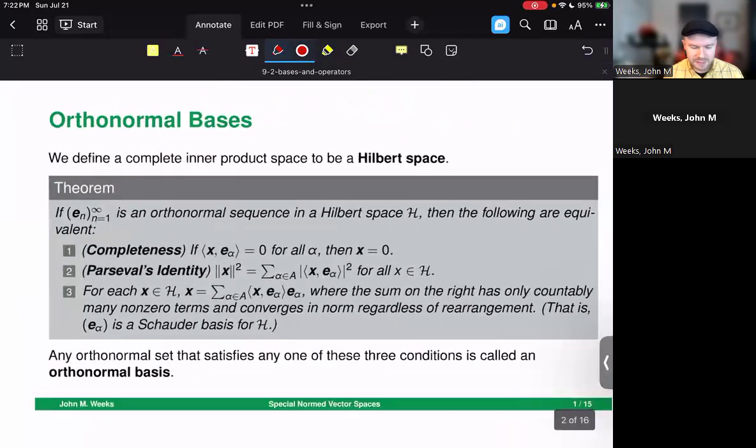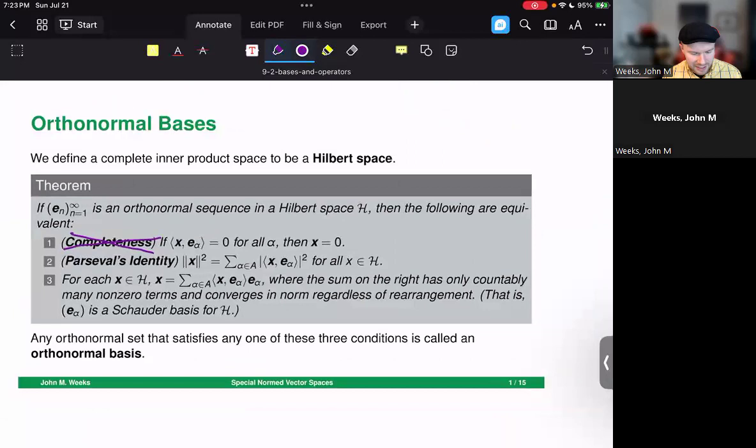I think the name of this upcoming theorem is a little bit of a misnomer. It is used as a name for this property, but I don't like calling it completeness because I want us to talk about completeness in terms of Cauchy sequences converging and not make it confusing in that other spot. So let's talk a little bit about what an orthonormal basis might look like. In a Hilbert space, there are a lot of different ways for us to define something to be an orthonormal basis.